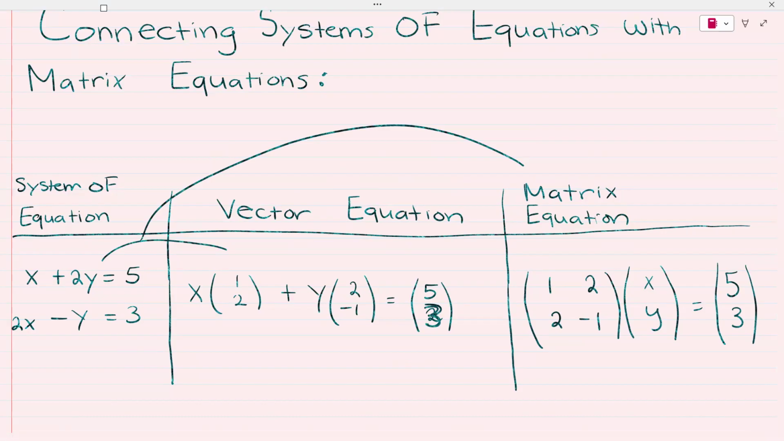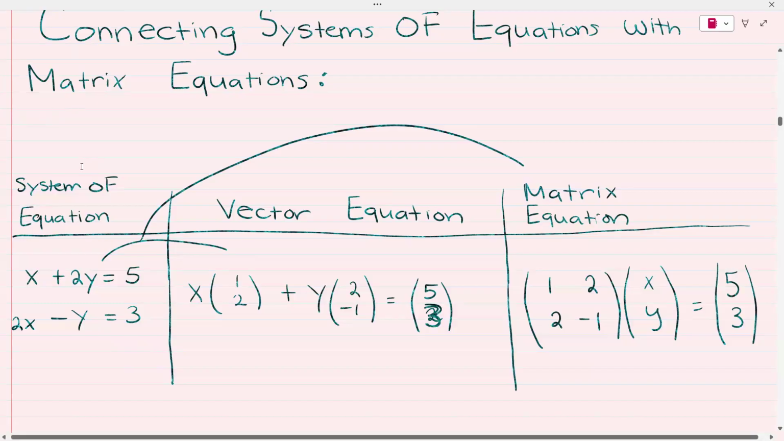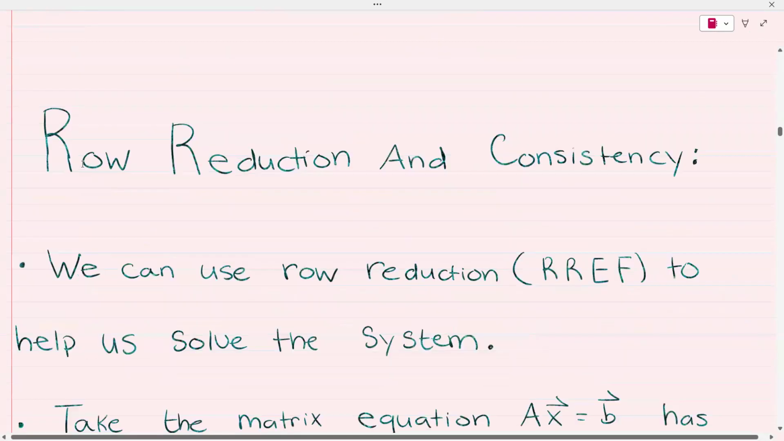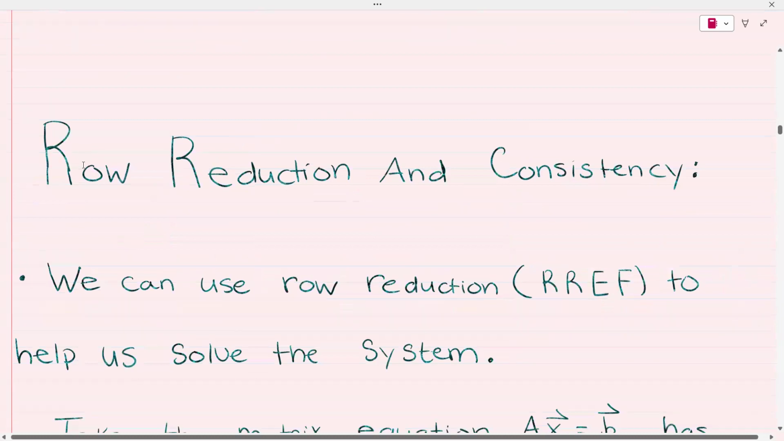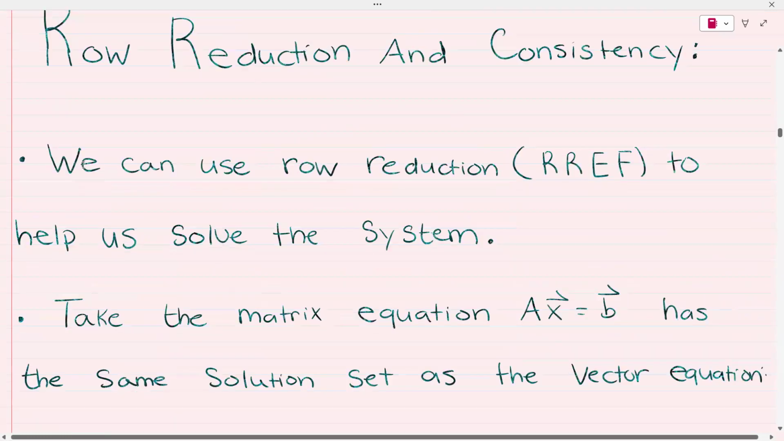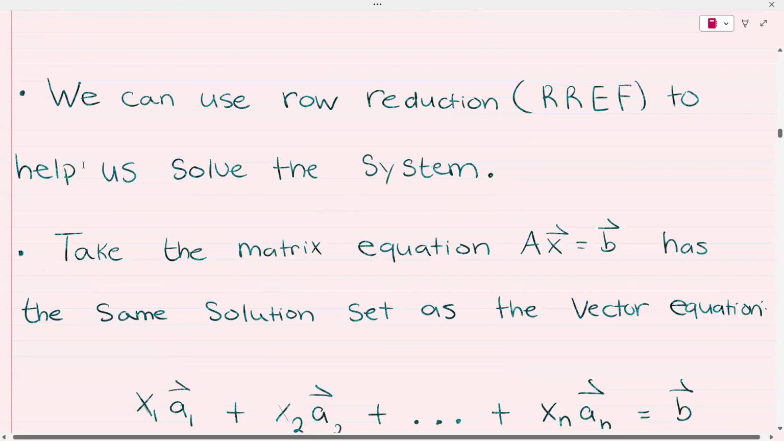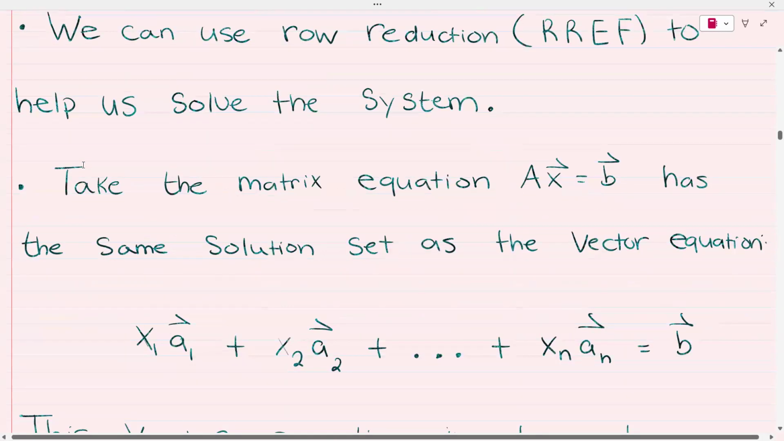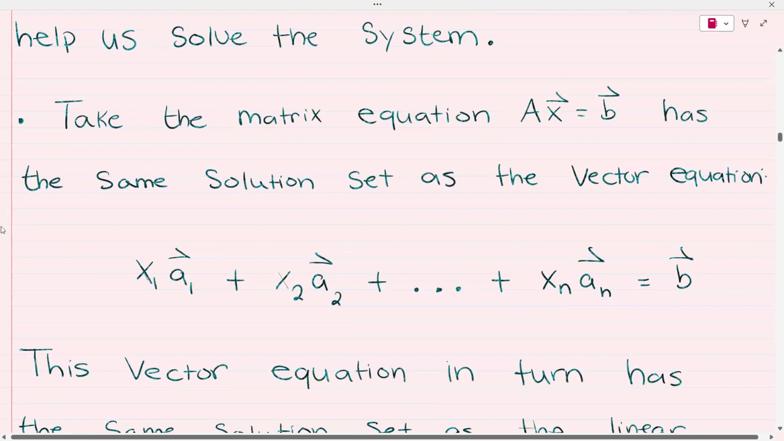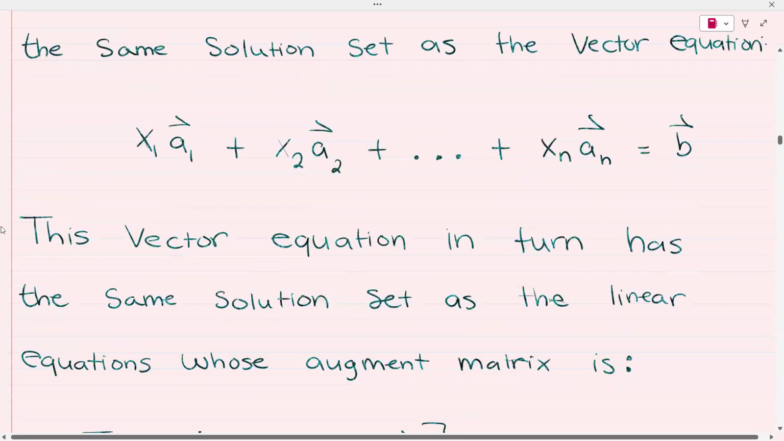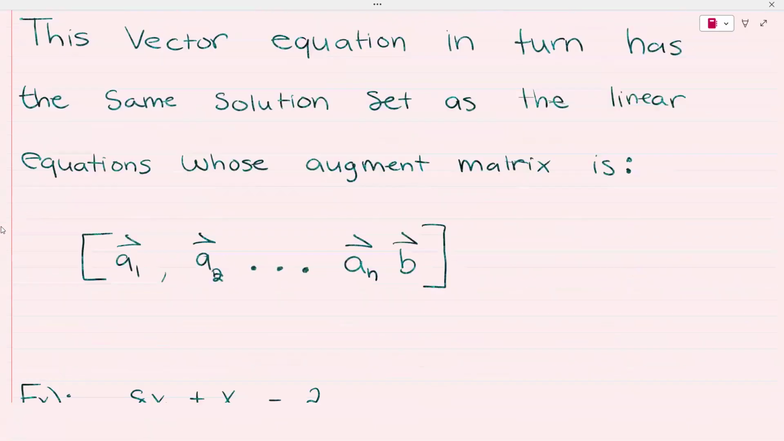Okay. So just keep note of that because it will come in handy when we do our examples. Row reduction and consistency. We can use row reduction, RREF, to help us solve the system. The matrix equation A times vector X equals vector B has the same solution set as the vector equation. This vector equation in turn has the same solution set as the linear system whose augmented matrix is this.